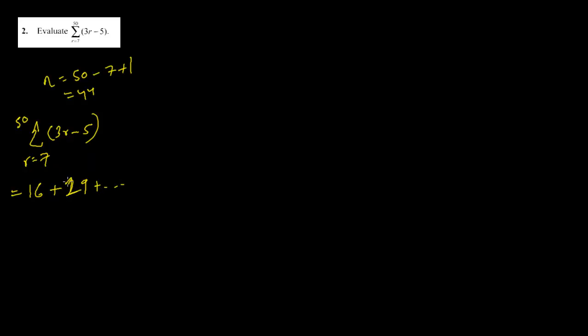So we have this series. The first term is 16 and the common difference is 3. So that's what we do. This is 44 terms, so S44 is going to be n by 2 times twice a plus n minus 1, which is 43, times the common difference, 19 minus 16 is 3.